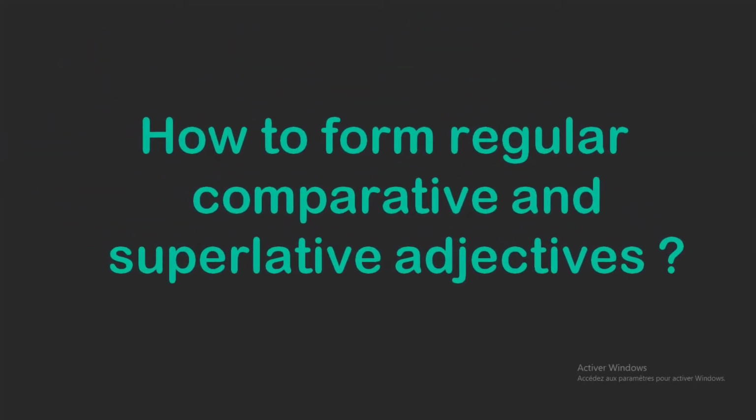How to form regular comparative and superlative adjectives. In English, words are divided into monosyllable words and multisyllable words. Monosyllable words are words with one syllable. Example, car, far, small, etc. Multisyllable words are words with two syllables or more. Example, beautiful, colorful.